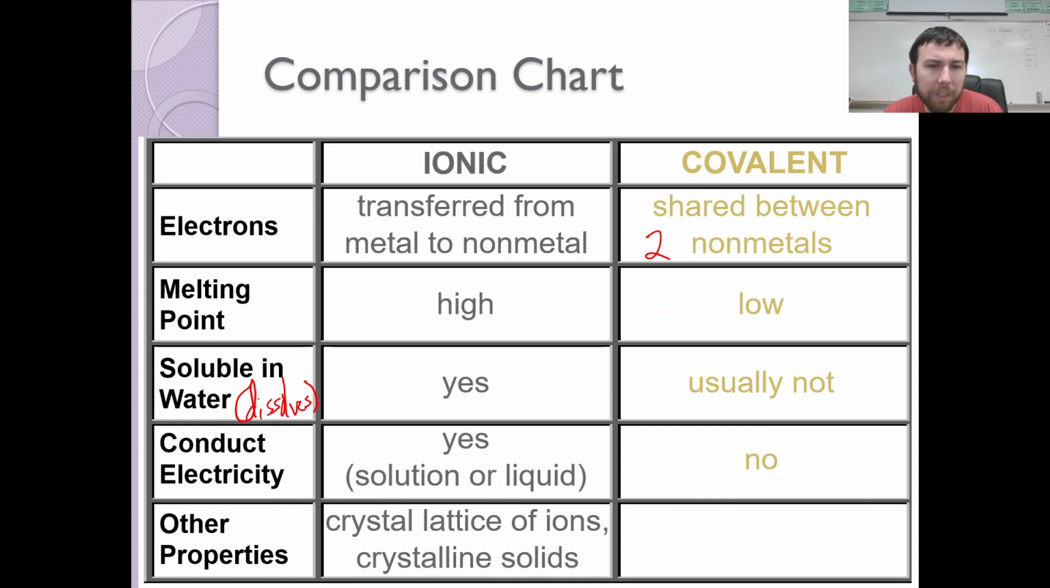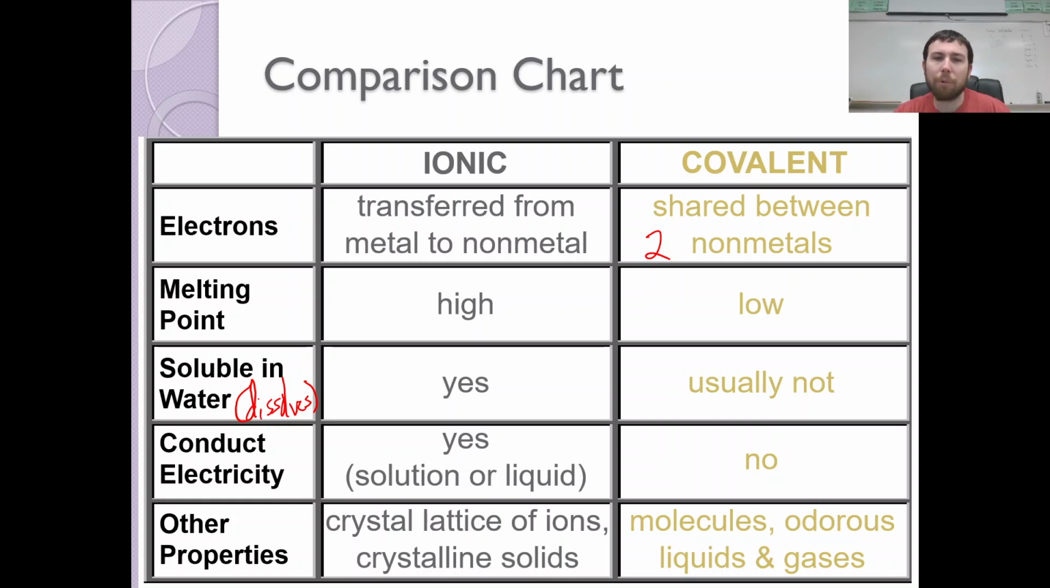And then some other properties to consider. We saw how ionic substances have a crystal lattice of ions and form what are called crystalline solids. Whereas your covalent substances are molecules, they tend to be smelly, and they tend to be liquids and gases at room temperature, right? From this little comparison chart, we can see some big differences between ionic and covalent compounds, but they're things that we should be able to recall and identify should we be asked to.